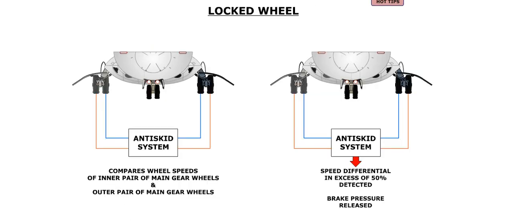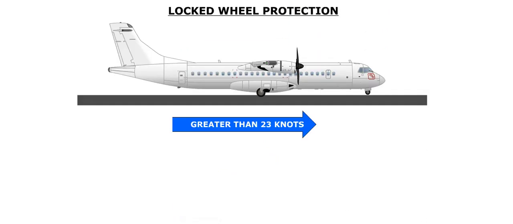The anti-skid system provides locked wheel protection by comparing the wheel speeds of the inner pair of main gear wheels and the outer pair of main gear wheels. A locked wheel signal is generated if the anti-skid system detects a speed differential between two wheels that is in excess of 50%. This signal will result in a release of brake pressure to prevent wheels from locking. Locked wheel protection is available when the ground speed is above 23 knots.